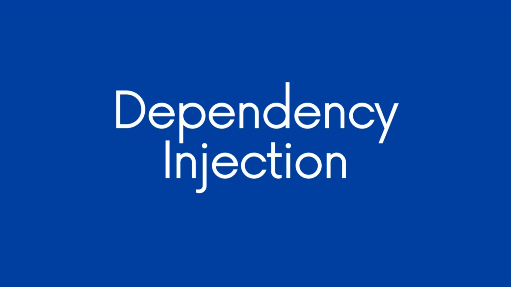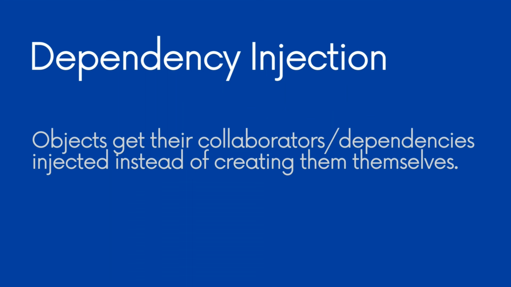But what exactly is dependency injection? In simple terms, dependency injection, or DI, is a way to provide an object with its dependencies from the outside rather than having the object create them itself. This leads to loose coupling and makes our code easier to change and test.